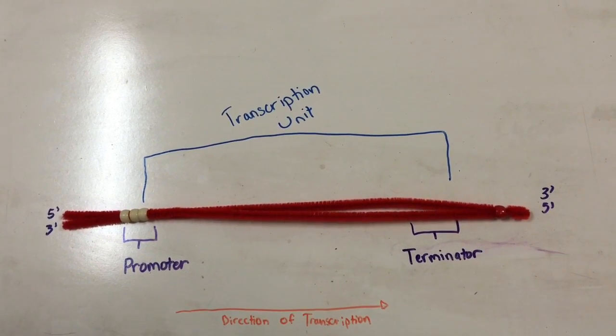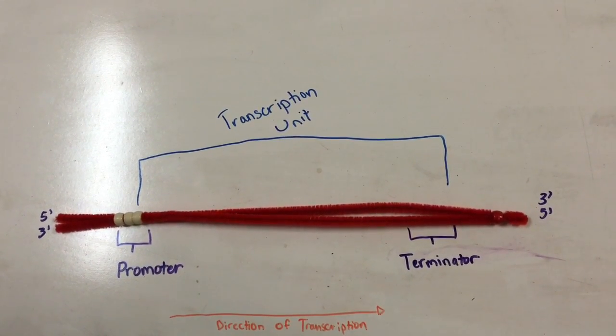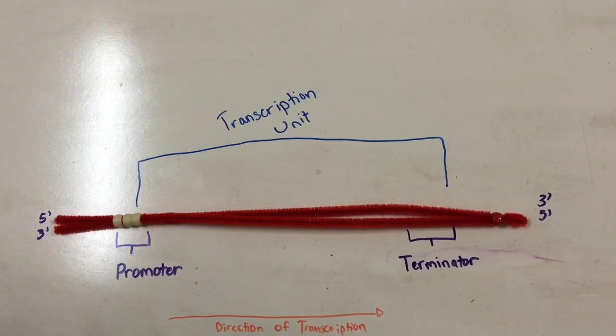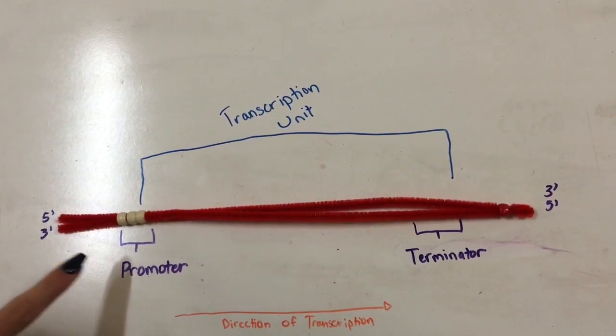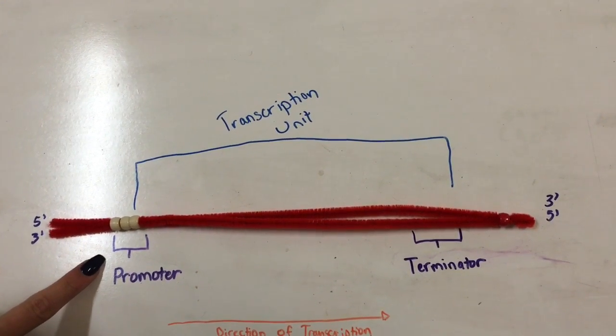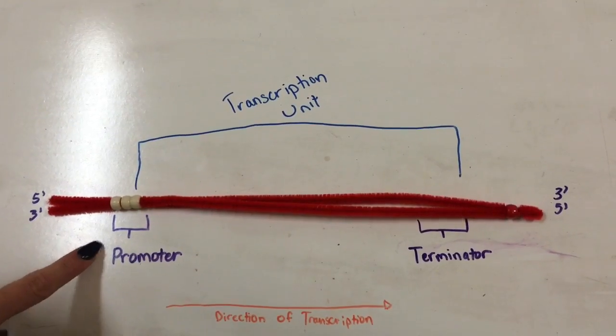Transcription in bacteria and eukaryotes are very similar. There's 3 stages: the initiation, elongation, and termination. The initiation starts after RNA polymerase, which are these 3 white beads, binds to the promoter, which is a DNA sequence where the polymerase attaches and initiates transcription.